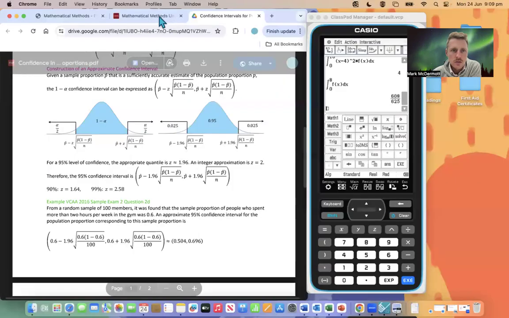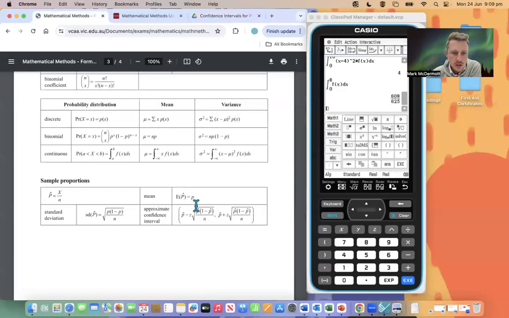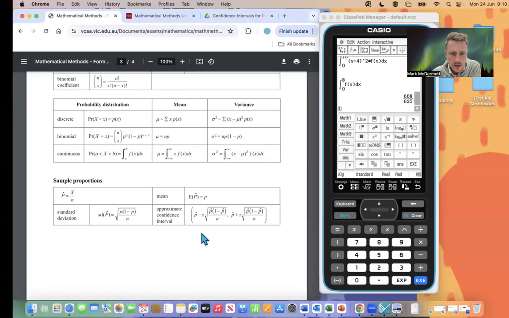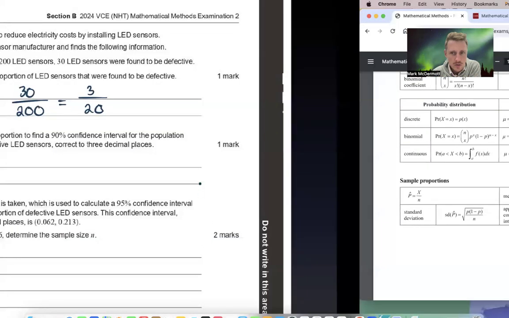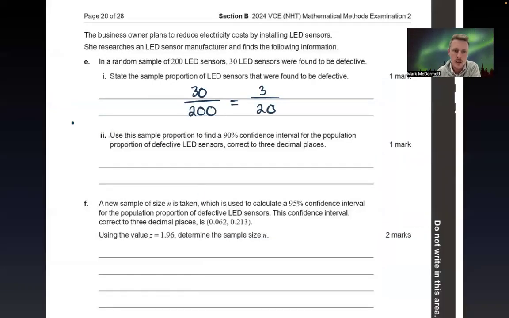So if we go to the formula sheet, you can see that the approximate confidence interval is equal to the sample proportion minus Z multiplied by the square root of the sample proportion multiplied by 1 minus the sample proportion, all divided by N. As far as I'm aware, this has to be something that's on your cheat sheet, or on your bound reference. But you have to use a Z value of 1.64 for a 90% confidence interval.